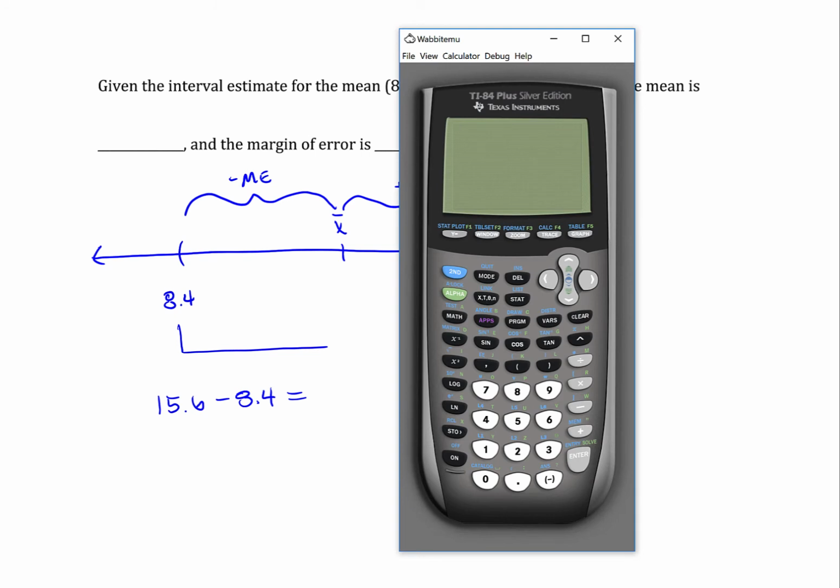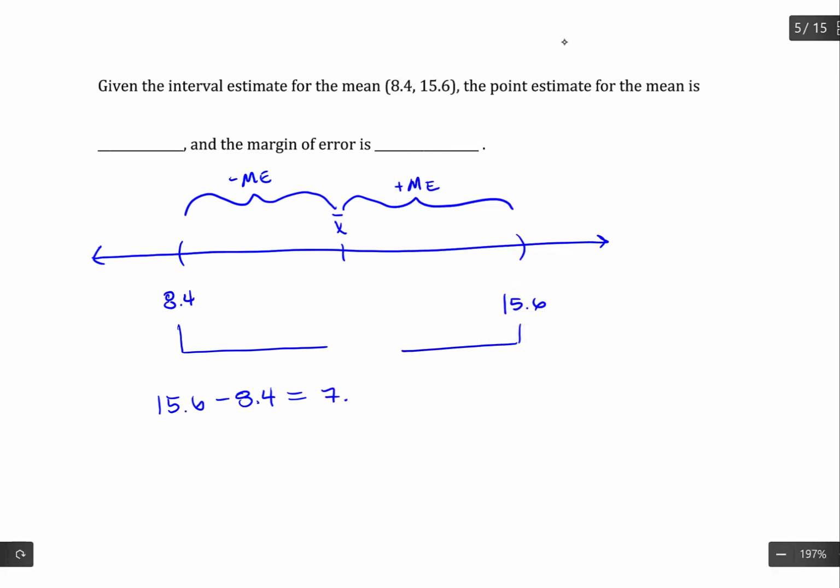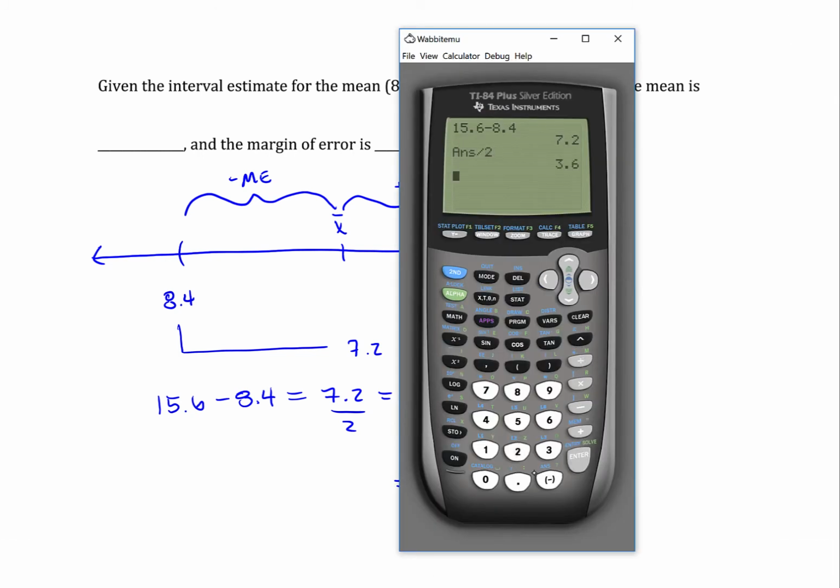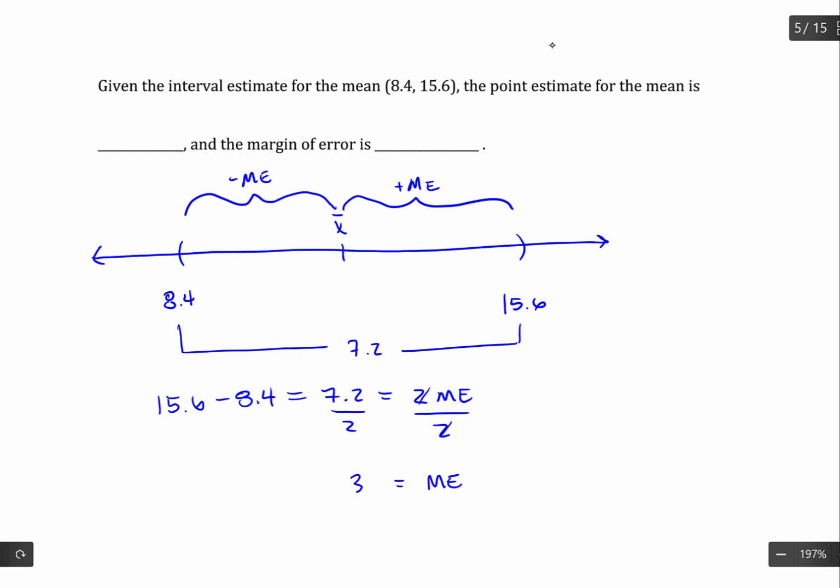So if I take those numbers and subtract them, 15.6 minus 8.4, that gives me 7.2. So 7.2 is equal to twice the margin of error, which then I could just divide both sides of this equation by 2 to arrive at the actual margin of error, which is 3.6. Alright, so my margin of error is 3.6, but I still haven't figured out what the point estimate is.